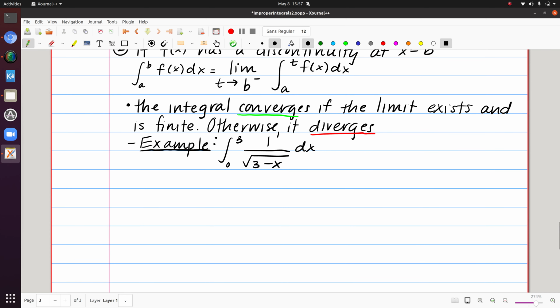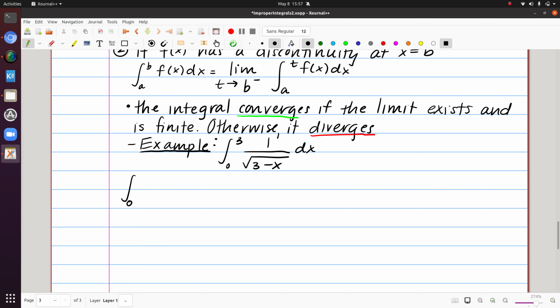So here's an example. In this instance, my integrand is going to have a discontinuity at x equals 3, the rightmost point in my interval. So when I work about evaluating this, I'm going to think of this as the limit as t approaches 3 from the left of the integral from 0 to t of 3 minus x to the minus 1/2.